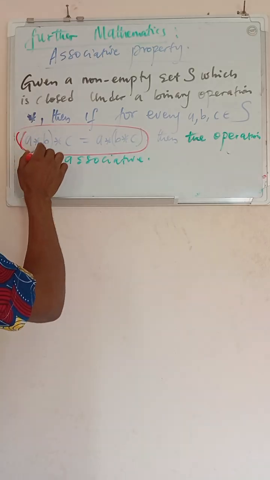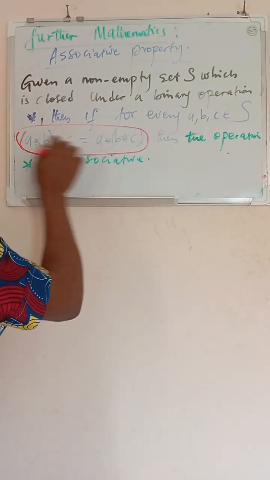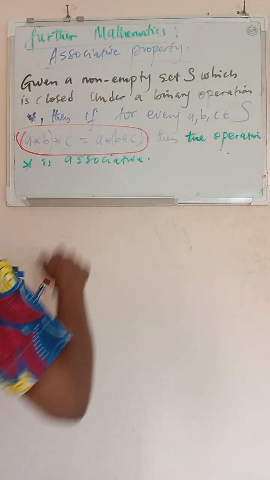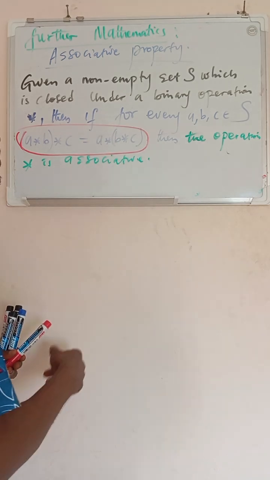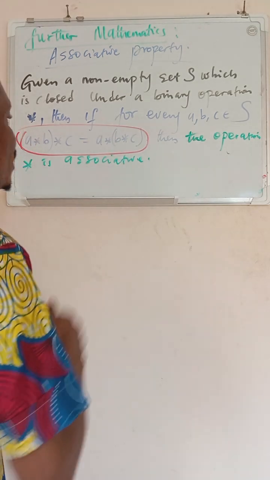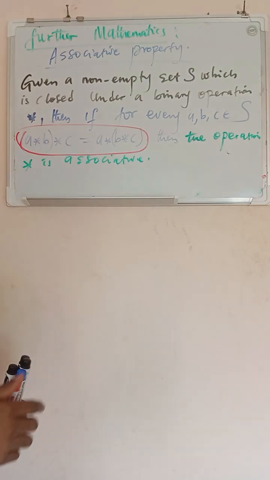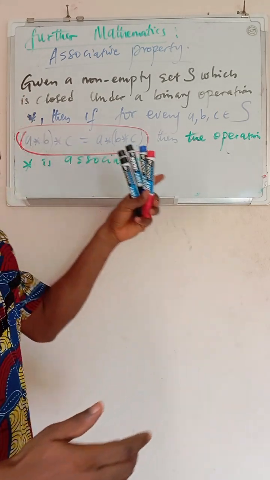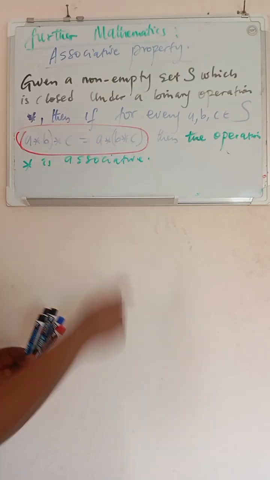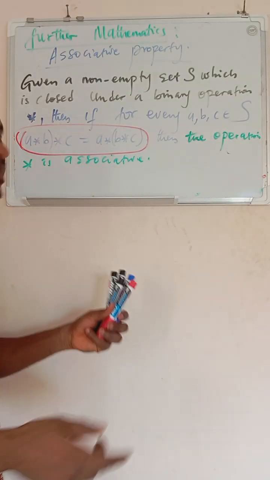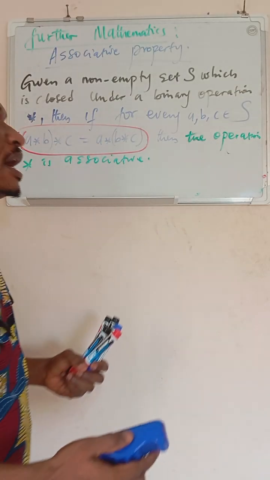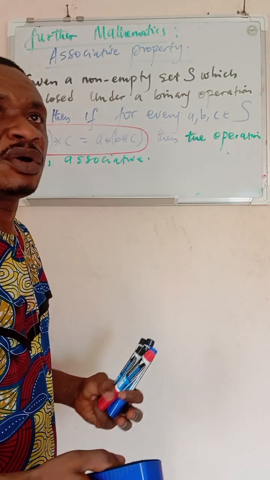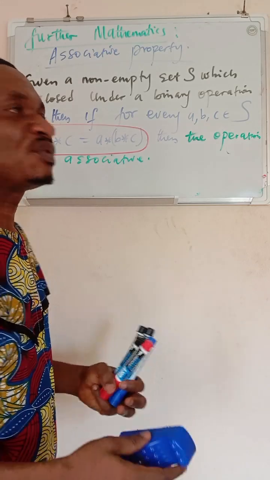(A asterisk B) asterisk C must be equal to what? A asterisk (B asterisk C). So if this is equal, you now say that this operation is associative. Now let me show you some of the symbols or operations in mathematics that are associative.